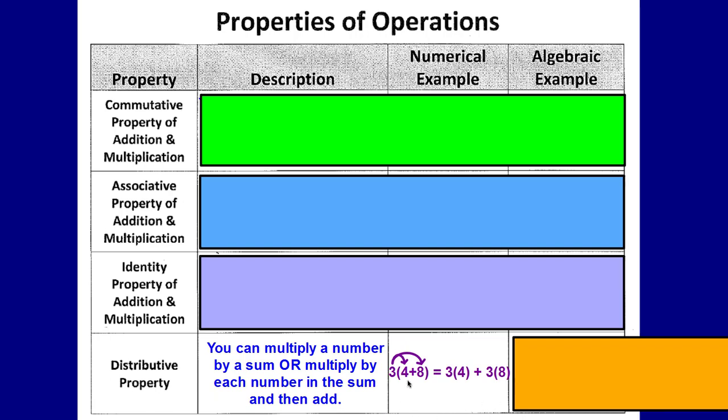So numerical example, if you have 3 times the group of 4 plus 8, you can multiply the 3 by each term or each number inside the parentheses. So 3 times 4 plus 3 times 8. Algebraically, you can do it with the letters A times B plus A times C. So go ahead and finish filling out your properties of operations notes page, and then you'll be ready to watch the second video.